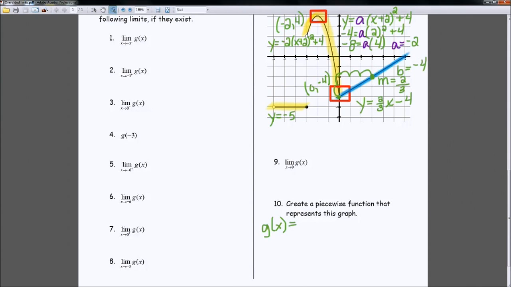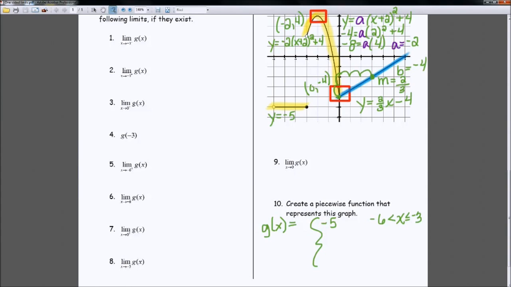So g of x is equal to, let's go ahead and write our bracket. And we have -5, that's the equation. And this is true between -6, we're not including it, so we're not going to put that line underneath. And so we have x, and that's going to be less than or equal to -3. And so that's our first part.